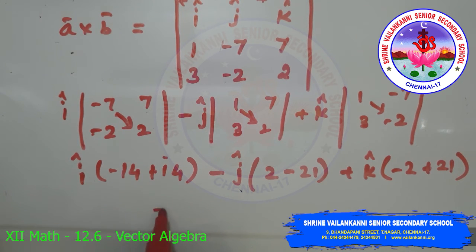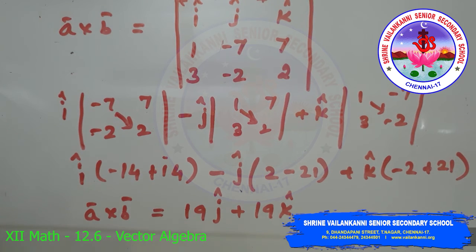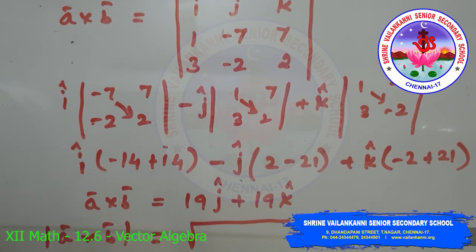Here it is 0, which is equal to 19j, minus of minus is plus 19j, and here it is plus 19k. So we get A cross B equal to 19j plus 19k. We have to find the magnitude of A cross B, which is equal to square root of 19 squared plus 19 squared, which is equal to 19 root 2.